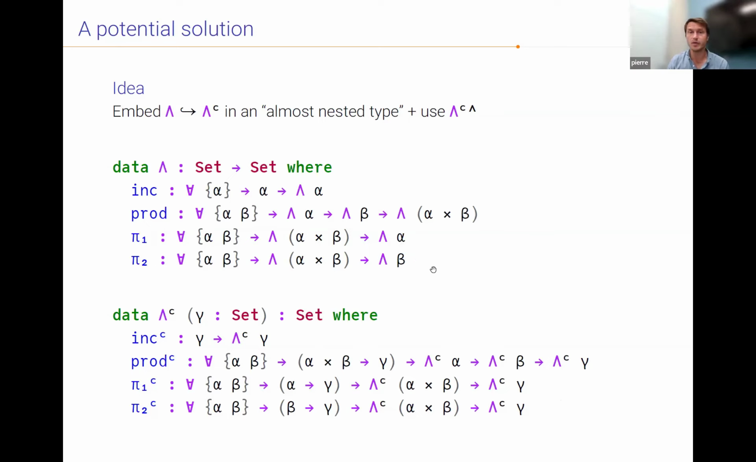Okay, so that's what I call the completion. And why can I embed lambda into lambda C? Well, because if I have an element of lambda, I can just replay all the structure of that element in lambda C by inputting the identity function for each of those extra parameters. So to go from lambda to lambda C, I just put my parameter identity.